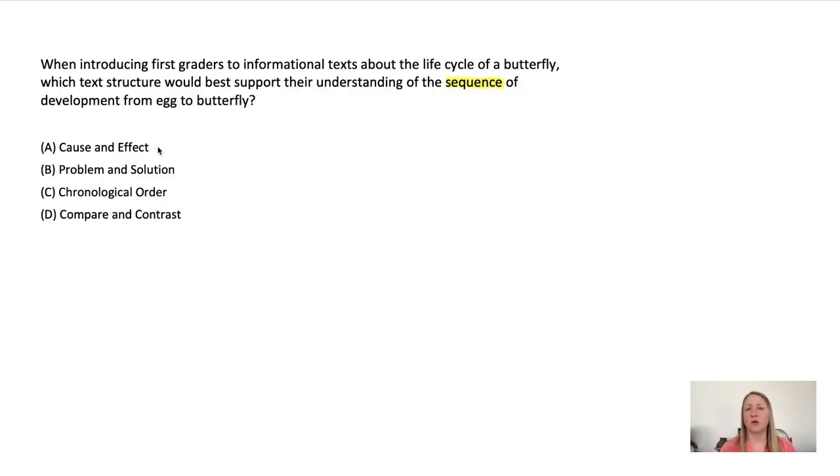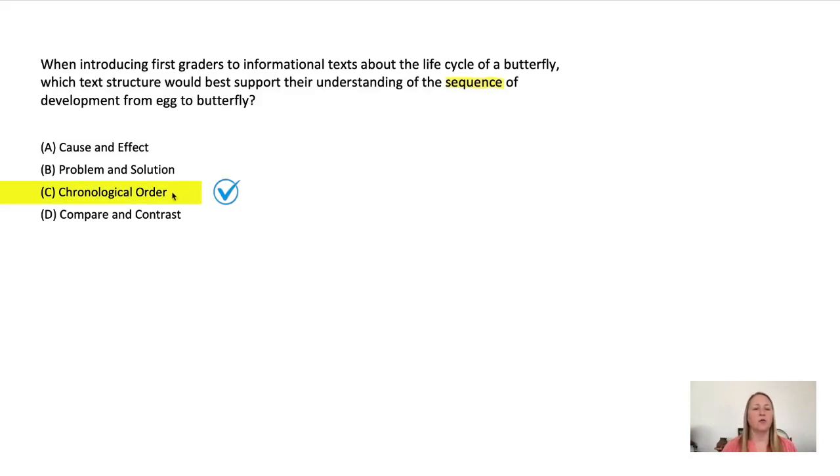Cause and effect is incorrect. It is more suited to explaining why things happen rather than the order in which they appear. Problem and solution is incorrect. It focuses on identifying a problem and finding a solution, which does not align with the objective of teaching a life cycle. Compare and contrast is incorrect. It is useful for highlighting differences and similarities between two or more things, but it does not effectively convey a sequential process like the life cycle of a butterfly.